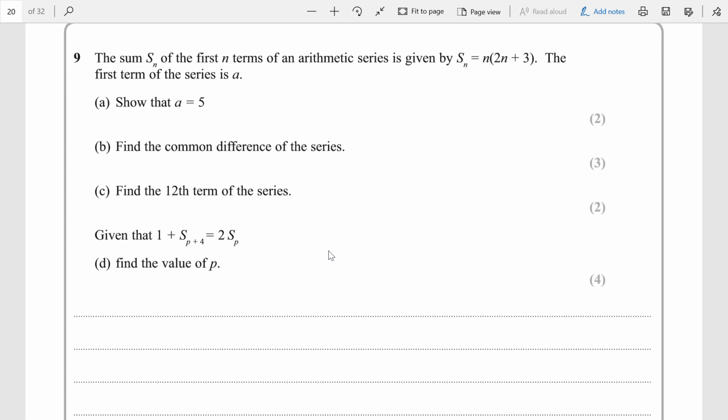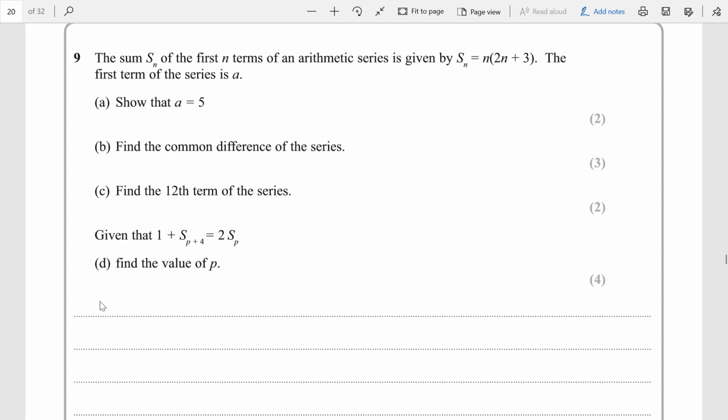Alright, so this seems to be, again, an arithmetic series question rather than geometric, which makes me think there's going to be a geometric series question in the next paper. Yippee. Okay, so the sum Sn of the first n terms of an arithmetic series is given by n times 2n plus 3. The first term of the series is a. Show that a is 5.